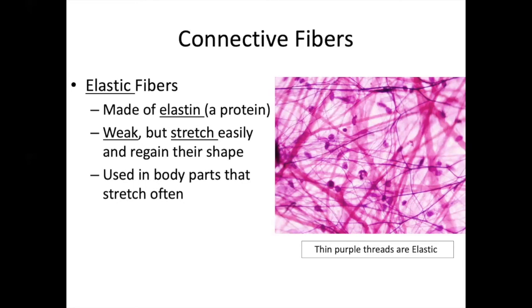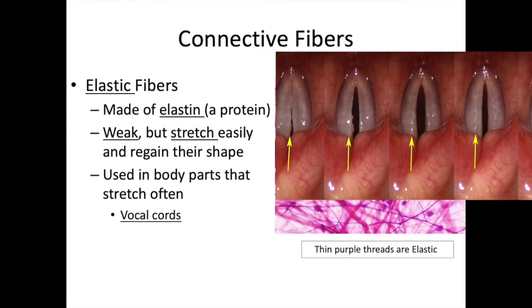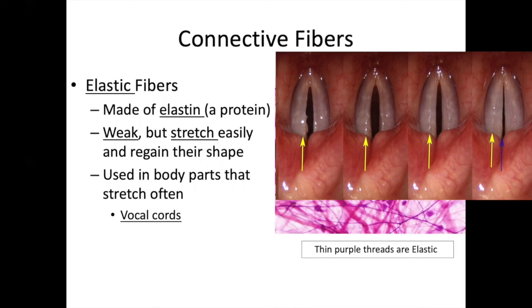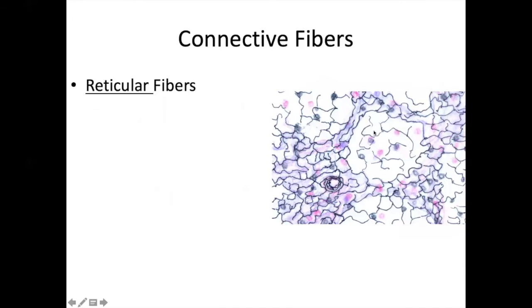And they very quickly regain their shape. And it's going to be used in body parts that stretch around often, like your vocal cords, which are actually a type of fiber that vibrates as the air moves past them. More detail on that in a different chapter. We are going to see these as more of a yellowy color. Again, looks purple in here because of the dye.